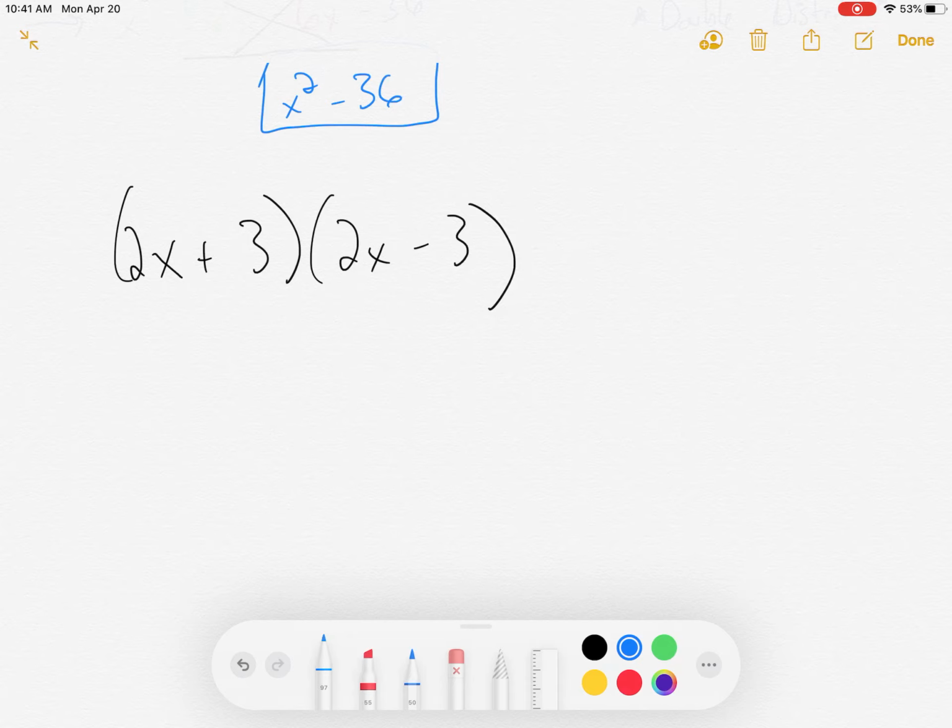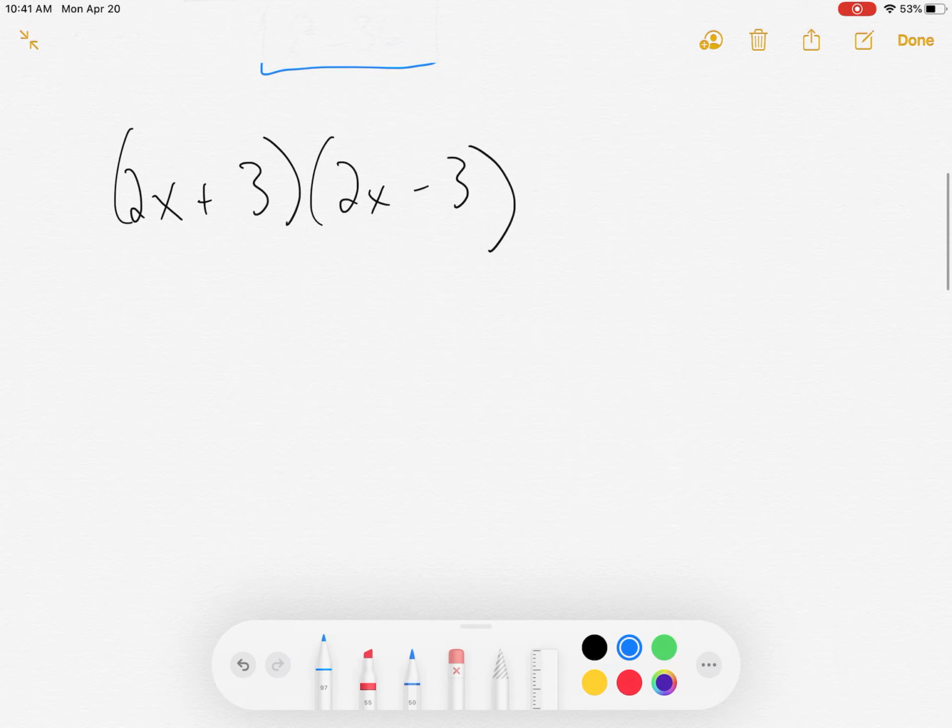Okay, on to the next one. If you want to pause the video and try it yourself, I will wait about 5 seconds, and then you can try it on your own. Okay, again, we are going to FOIL this guy out.